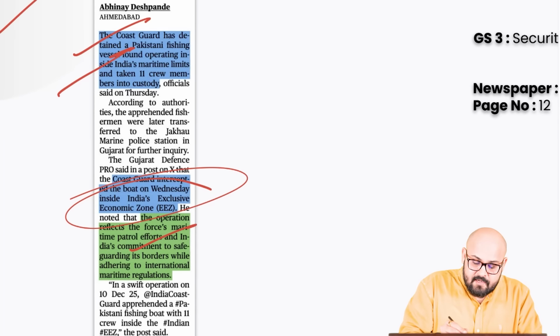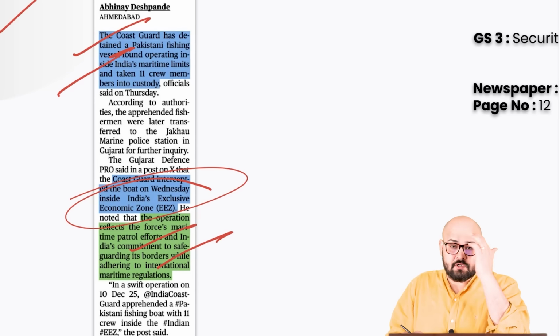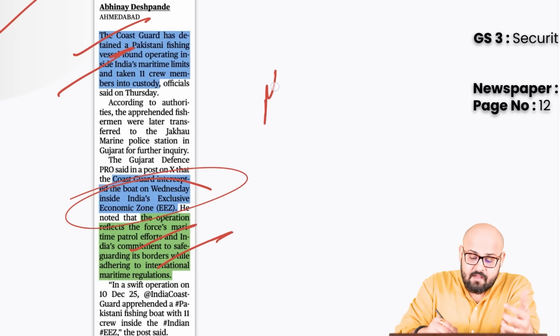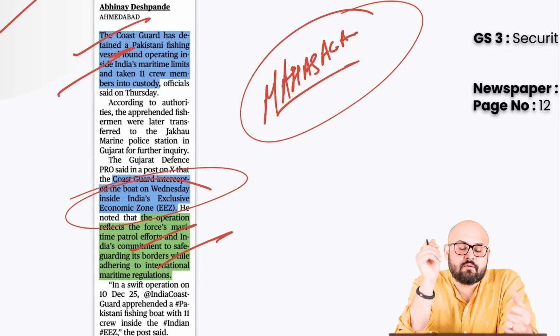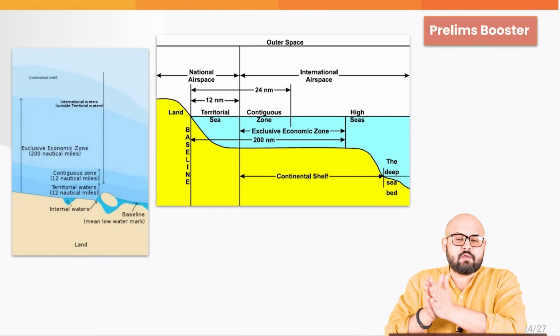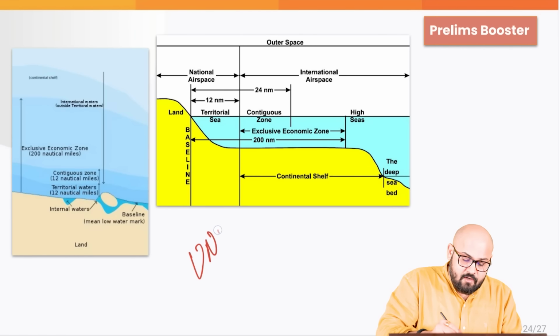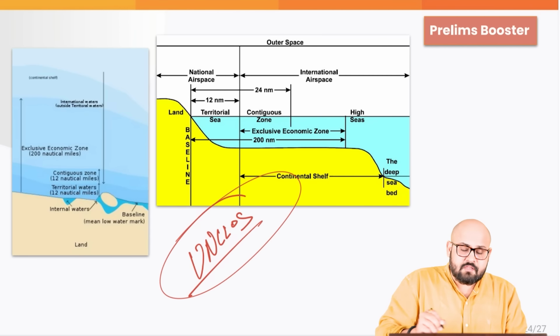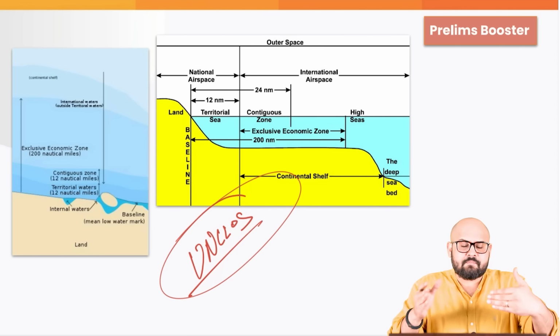The operation reflects the force's maritime patrol efforts and India's commitment to safeguarding its borders while adhering to the international maritime regulations. Also, you must know that in the Indian Ocean region, we are coming up with the Mahasagar, mutual and holistic advancement of security and growth for all in the region, right? Remember this. Now, when we talk about these contiguous zones, they are first of all in line with the recommendations of UNCLOS, United Nations Convention on the Law of the Sea. So how do we decide what this particular zone is all about?